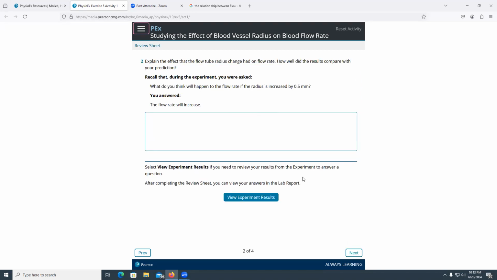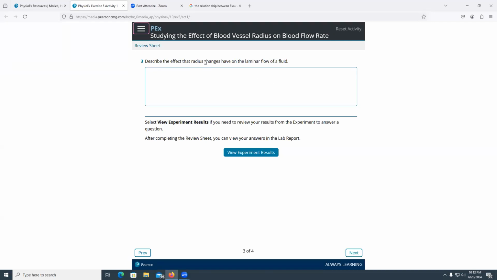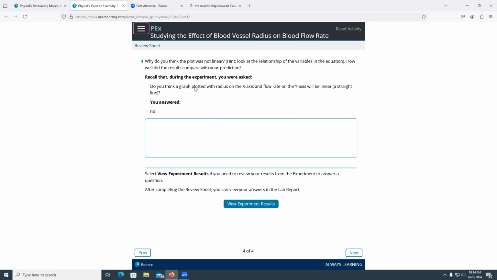Explain the effect that the flow tube radius change had on flow rate. How did the results compare? We have said that the flow rate would increase exponentially to the power of 4. Use that formula that we just discussed. Describe the effect that the radius changes have on the laminar flow. So if we have vasodilation, we increase the blood vessel radius, the laminar flow space would increase, so we'll have more laminar flow. But when we do vasoconstriction, we constrict the smooth muscle in the tunica media, we would have less laminar flow.